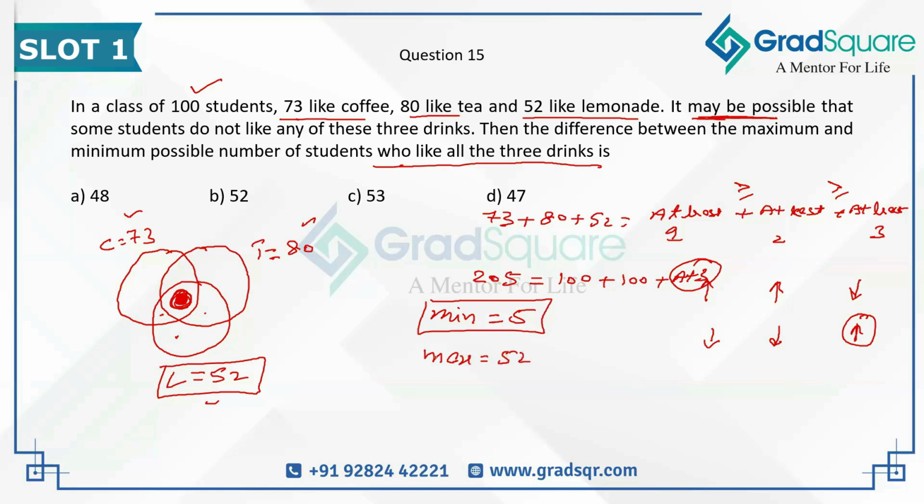We don't even have to solve that entire equation as well. So the maximum value turns out to be 52, and the minimum value turns out to be 5. What is the difference between the two? 52 minus 5 turns out to be 47. Option D is the correct answer for this.